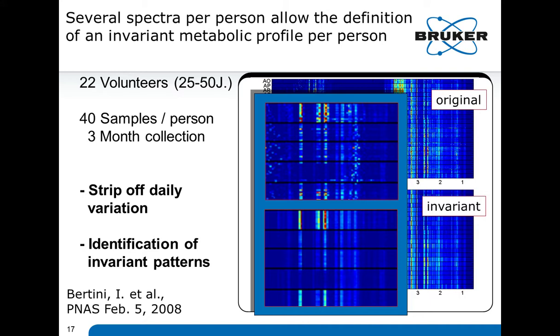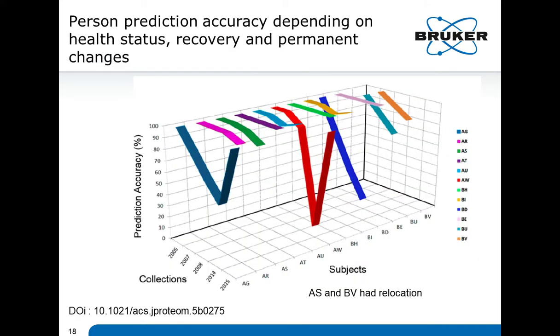If we now take spectra and we actually reduce the daily variability, then what you can see, for example, in this graph here, each of these between the black stripes, these are 40 spectra of one person, and you see in the upper part, this shows the daily variation. If you go to the bottom, you see how this looks after we have subtracted this daily variation.